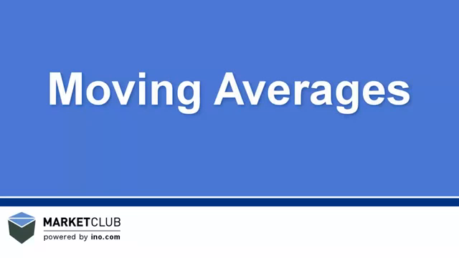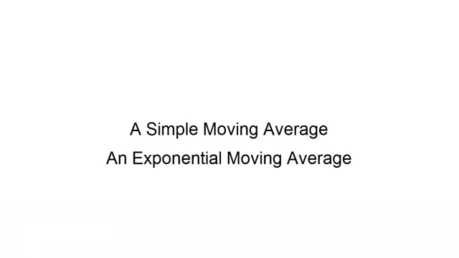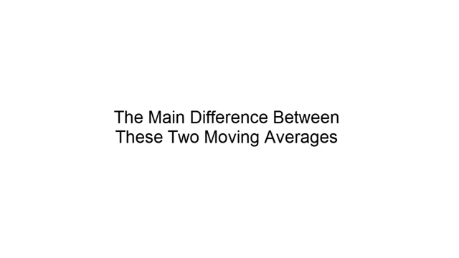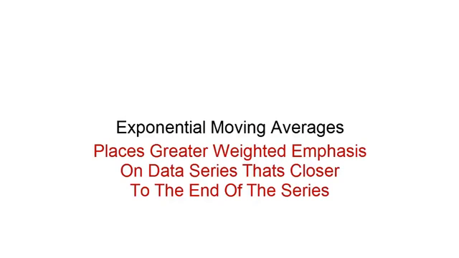Today's tutorial is on moving averages, what they are, how they work, and how you can benefit from them. There are only two basic types of moving averages: one, a simple moving average, and two, an exponential moving average. The main difference between these two is that an exponential moving average places greater weighted emphasis on the data series that's closer to the end of the series.